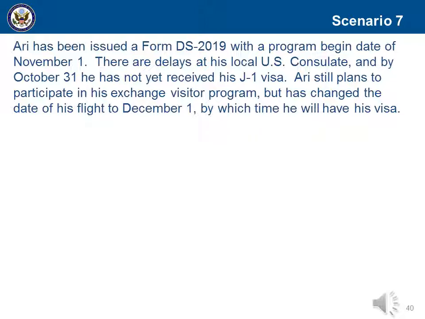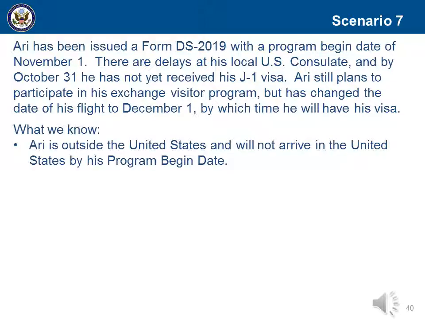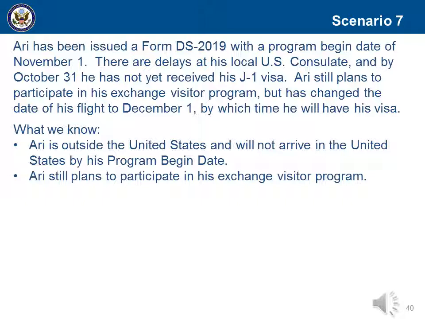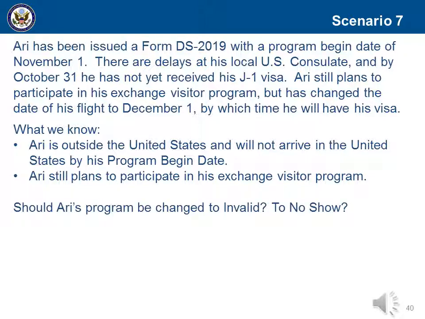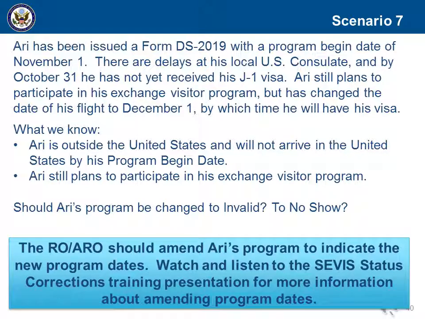Here's what we know. ARI is outside the United States and will not arrive in the United States by his program begin date. ARI still plans to participate in his exchange visitor program. Should ARI's status be changed to invalid, to no-show? The answer is neither. The RO or ARO should amend ARI's program to indicate the new program dates. Watch and listen to the SEVIS Status Corrections training presentation for more information about amending program dates.